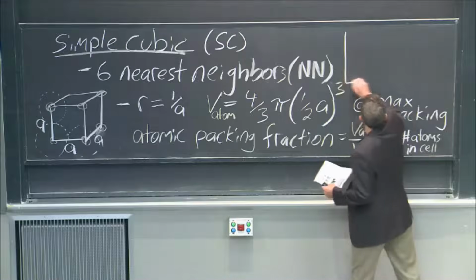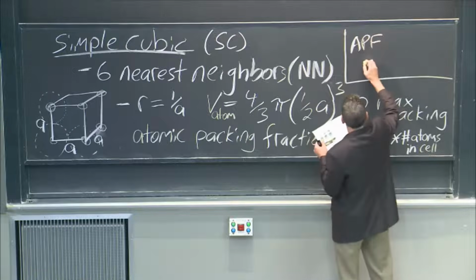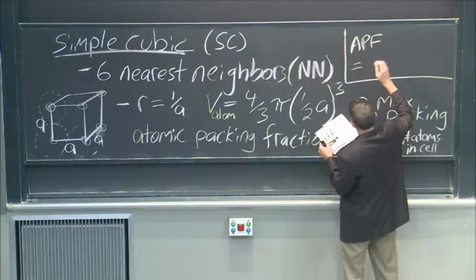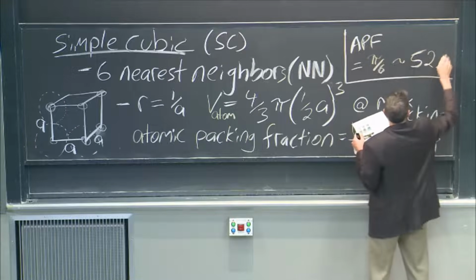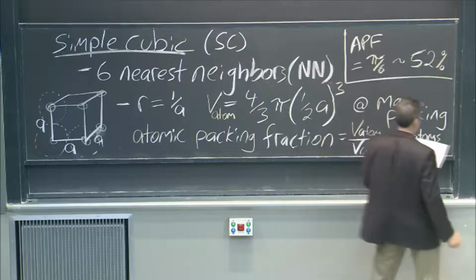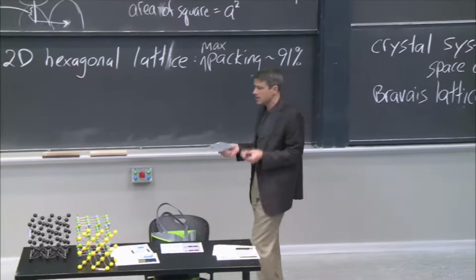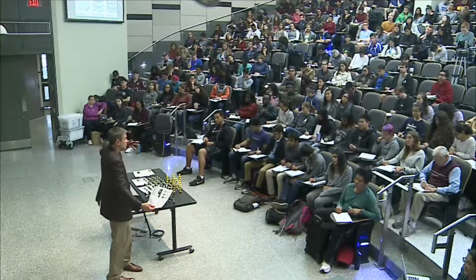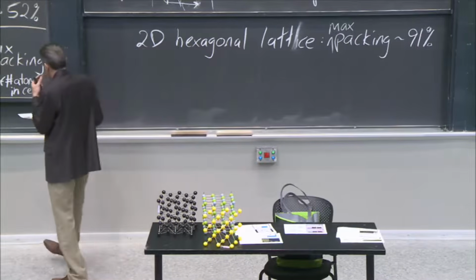So in the case of a simple cubic, the APF, the atomic packing fraction, is equal to pi over 6, which is 52%. That's not very good. Well, it's relative. We don't know yet, but it feels kind of low. With a simple cubic lattice, all I can do in my wildest dreams is cover 52% of that volume. That doesn't feel like a lot.